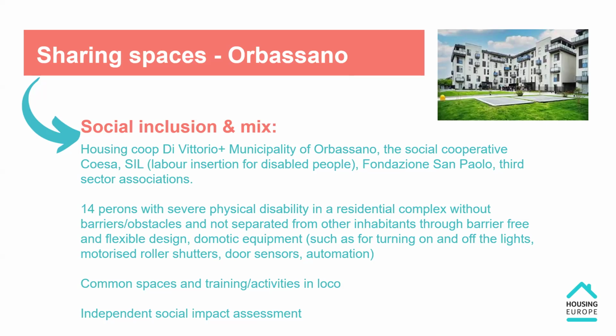In this case, it's again a rather big housing cooperative that is active in the Piedmont region. In Orbassano, it's an interesting case of social housing with inclusion of people with disabilities. And the driving idea for the project was to have a housing estate that would allow people with severe physical disability to live together with other residents without having to be living in a specific, secluded part of the estate.